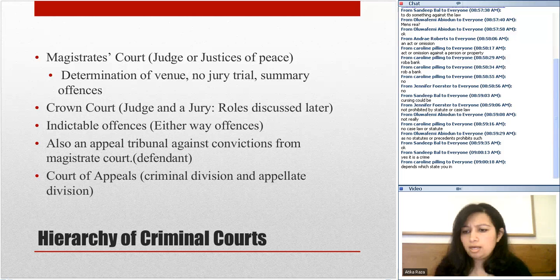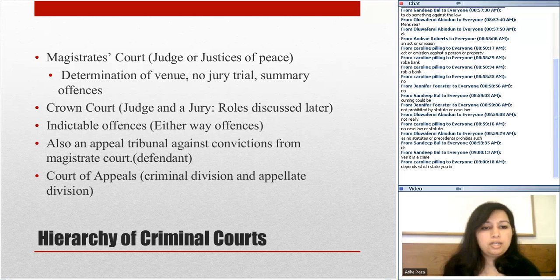Your Crown Court judge is the circuit judge, who is legally qualified. There is no justice of the peace within the Crown Court. After that comes your appeal tribunal against convictions from the Magistrate Court. There's an appeal tribunal, okay? The defendant can go and submit an appeal saying, I don't agree with the decision, look at my case again.